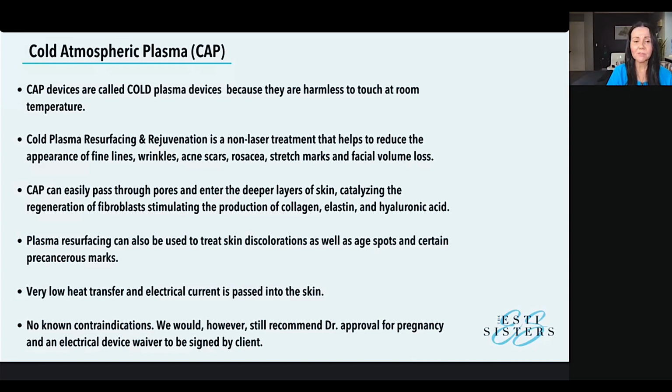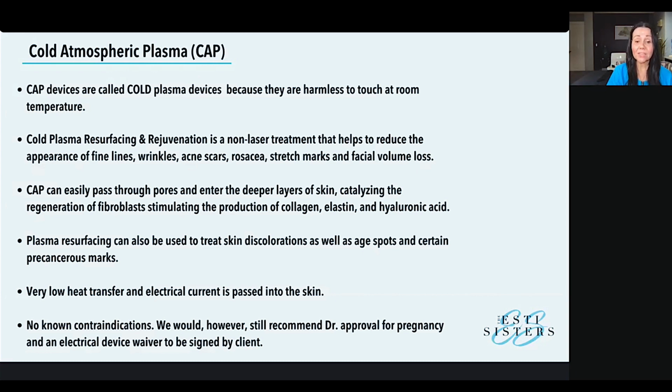The CAP, or cold atmospheric plasma, can easily pass through pores and enter into deeper layers of the skin, catalyzing a regeneration of fibroblasts down in the dermis layer to stimulate collagen, elastin, and hyaluronic acid production. We're going to also talk a little bit about how that happens. I'm not trying to get too scientific, but when we're comparing things like high frequency or hot plasma, it's important to know where the effect is on the skin to know how it differentiates between the different modalities. Plasma can also be used to treat skin discolorations like age spots, also certain precancerous marks like actinic keratoses.